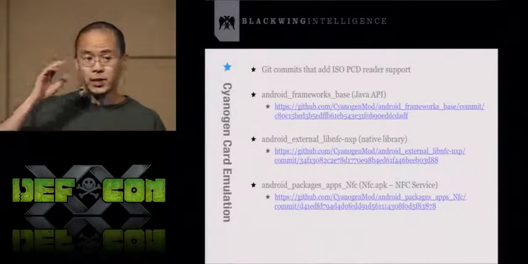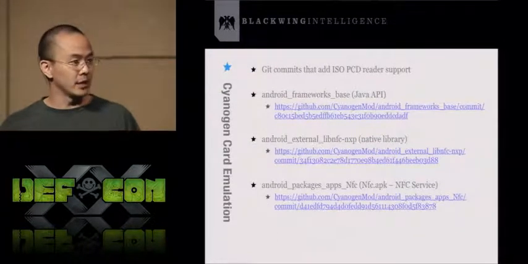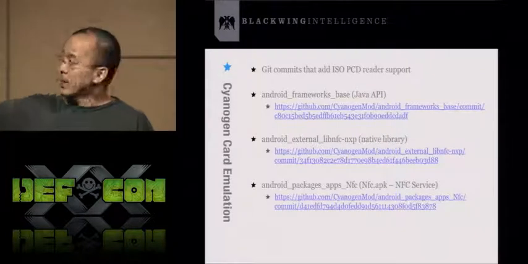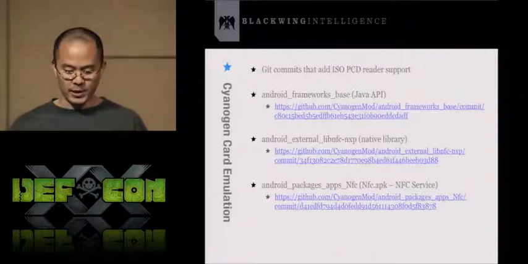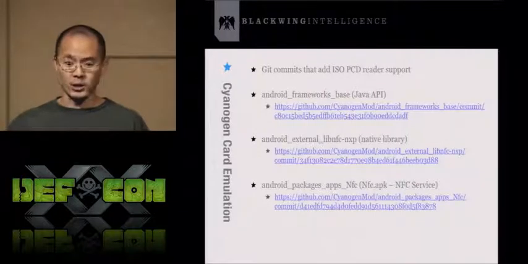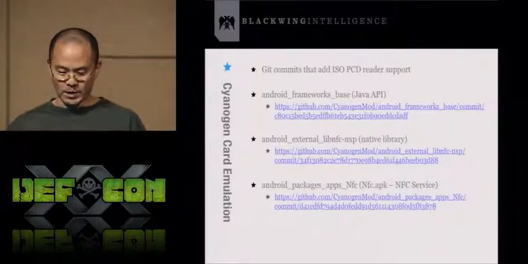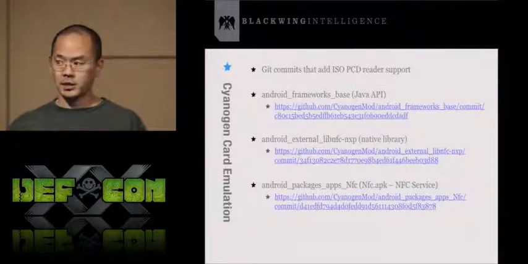So a lot of you guys that are out there that are familiar with NFC and card emulation and stuff like that, here are the actual code commits for the stuff that Doug submitted. The first one is basically the Java API frameworks.jar. The second one is in the native library. This is all the C code and stuff like that.